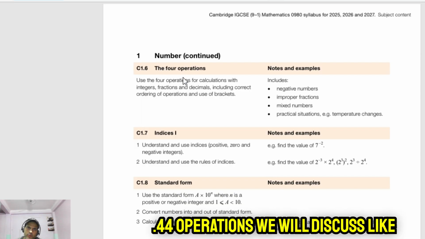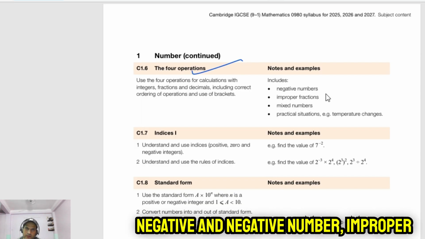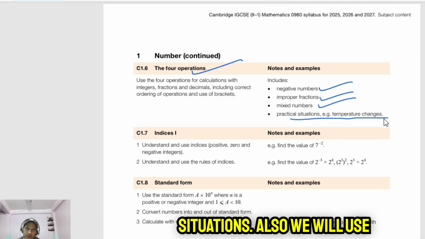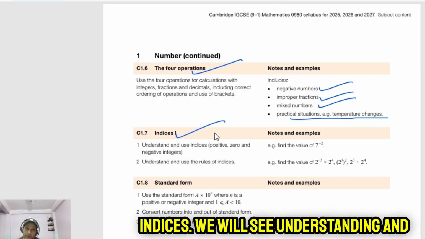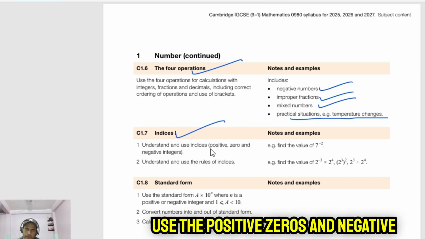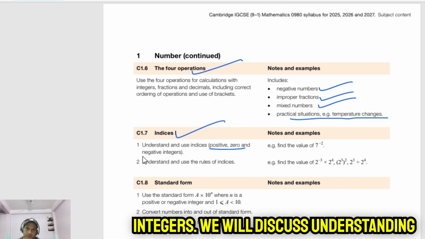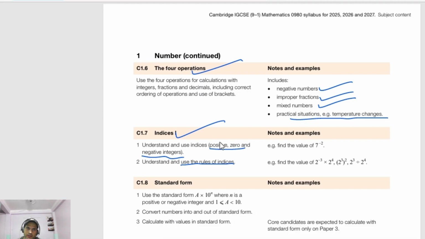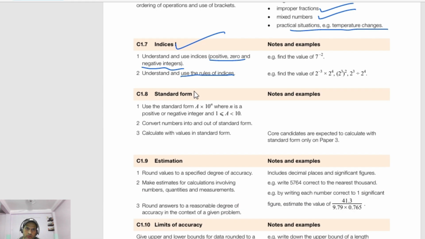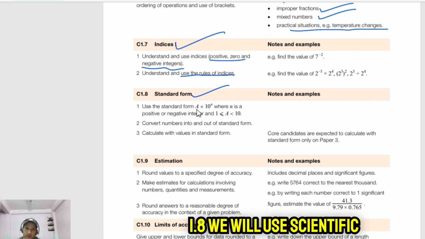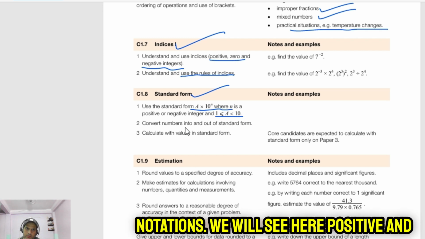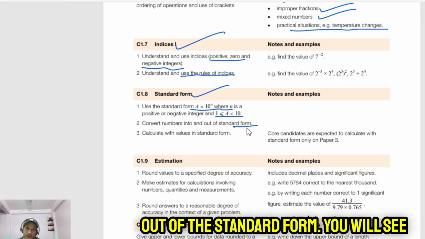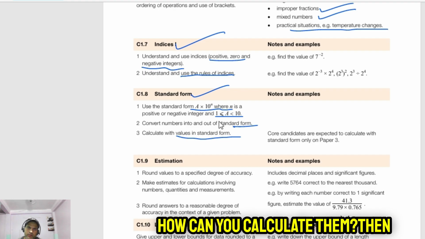Then C1.4 operations: we will discuss negative and non-negative numbers, improper fractions, and mixed numbers, and practical situations we will also use. In indices we will see the understanding and use of positive, zero, and negative integers. We will discuss the understanding and use of indices. Then standard form: 1.8, we will use scientific notation here. Positive and negative numbers, converting into and out of standard form. We will see how to calculate values in standard form.